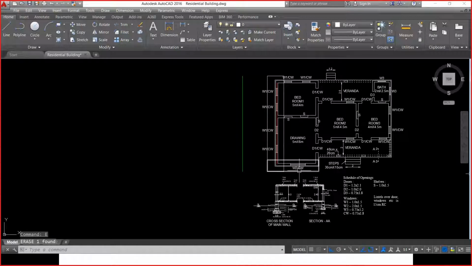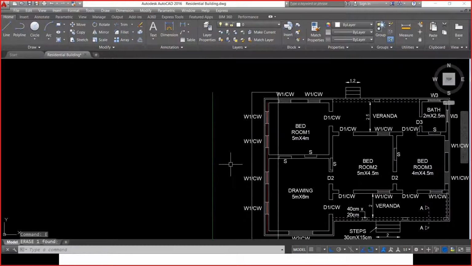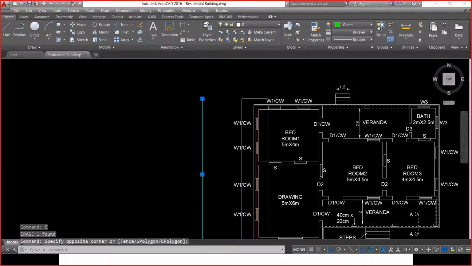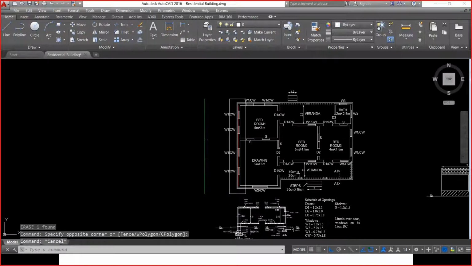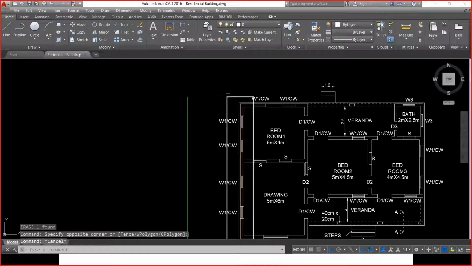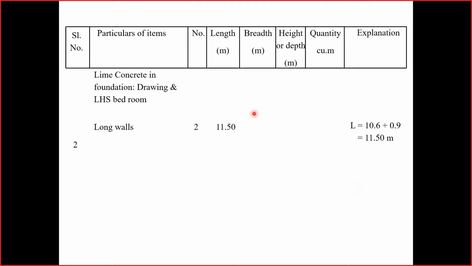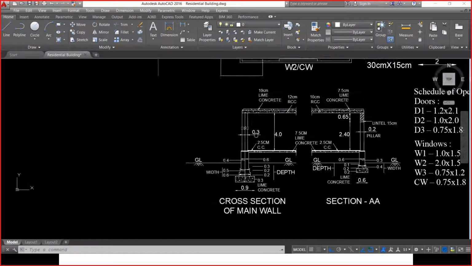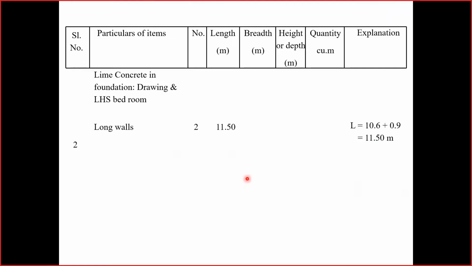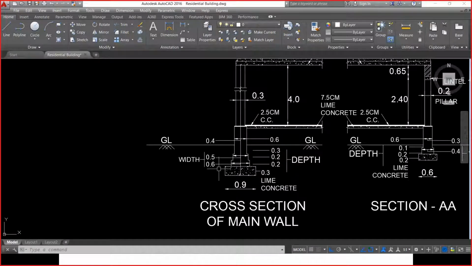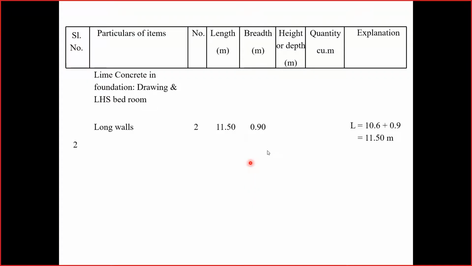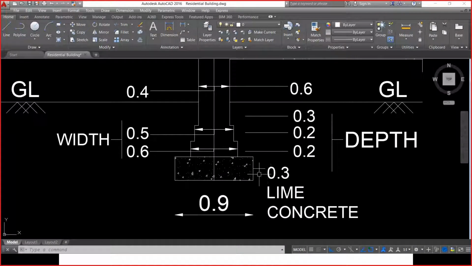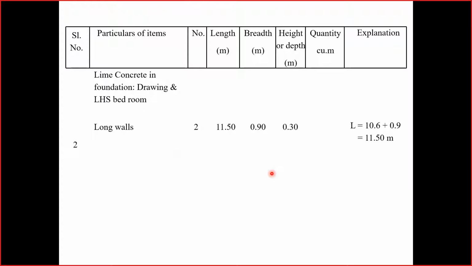Once I know the length of the rectangle, which is this length, I've already calculated the length of this line, which I've got as 11.5 meter. If I multiply that with the width, which is given as 0.9 meter here, the width of the lime concrete is given as 0.9 meter, and depth of lime concrete is given as 0.3 meter. You can observe here the thickness of the lime concrete is given as 0.3 meter. Now the product of these things will give me the total quantity.